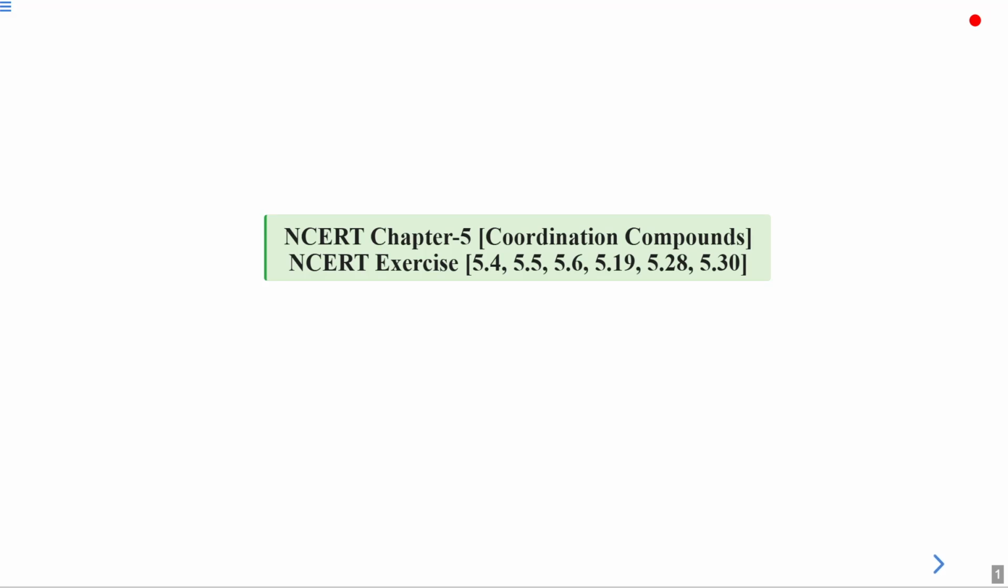So, today we are going to see the NCERT exercise questions of our chapter Coordination Compounds. So, let's begin today's topic, NCERT chapter 5 Coordination Compounds. And today we are going to do NCERT exercise questions number 5.4, 5.5, 5.6, 5.19, 5.28 and 5.30. These are the questions that majorly carry the important concepts covered in this chapter.